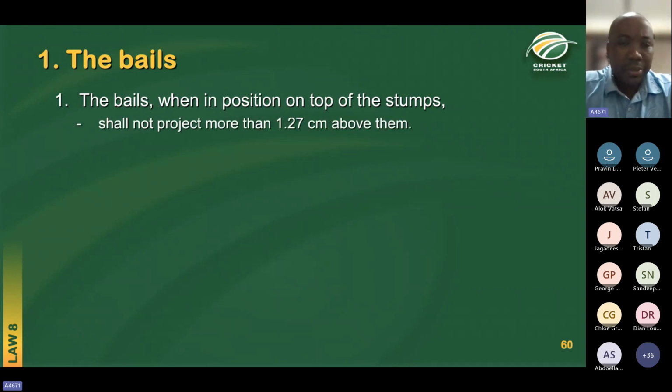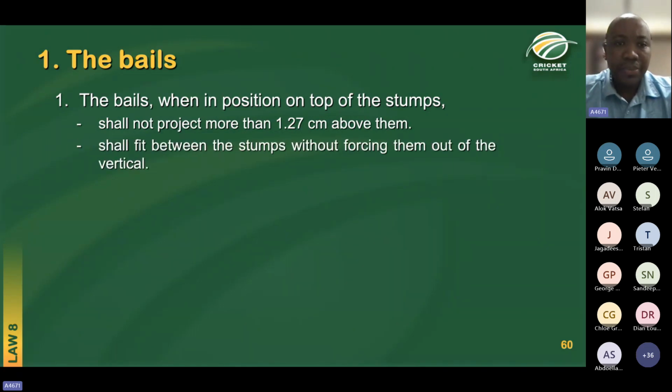What about the bails? Their measurements, when in position on top of the stumps, should not project more than 1.27 centimeters above the stumps. And as I mentioned, they should sit comfortably on top of the stumps, the spigots, and then the thick part of the stumps should sit in between the stumps.